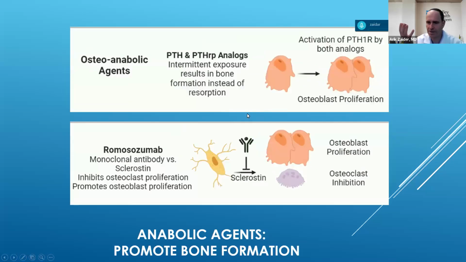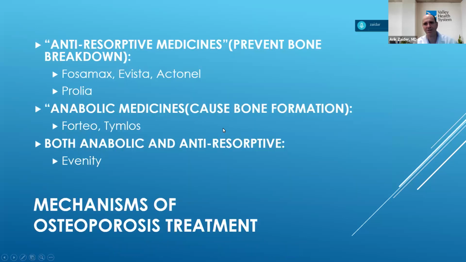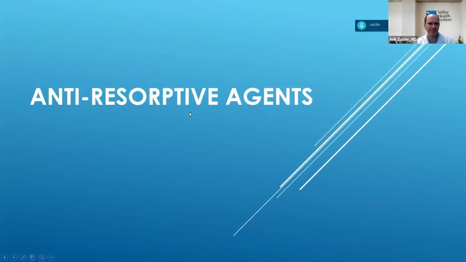How about the buildup medicines, the medicines that cause bone to be built up? One of them is Forteo or Tymlos that you may have heard of. These are injection medicines. And the newest kid on the block is Evenity. This is also a very powerful medicine that builds up bone. Turns out that Evenity actually does both. So Evenity is kind of king of the hill. It's really the one that is used in the most severe cases, and it's the most powerful. Of course, everything has a caveat, and we're going to talk about that.